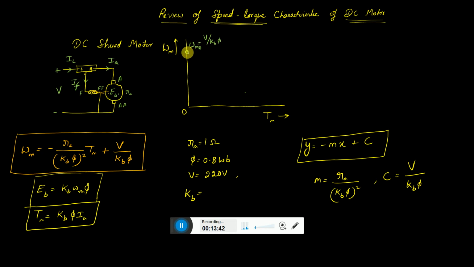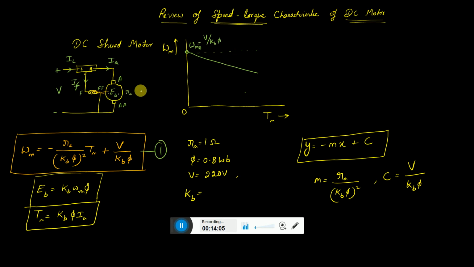And if this slope would not have been there, then this would have been a straight line, y-axis equal to C. Because of this negative slope, we will get a curve like this. So that is the expression of this equation, what we see. This is the curve for this mathematical expression.